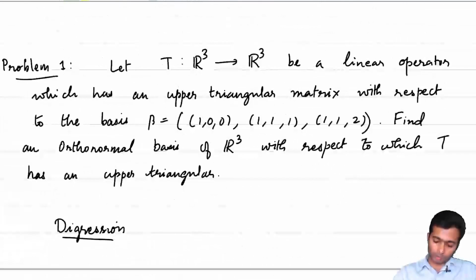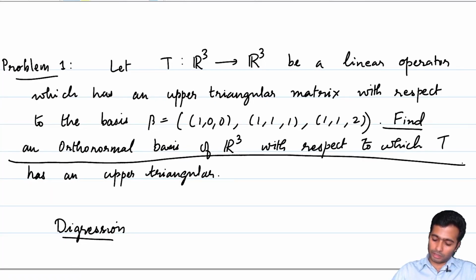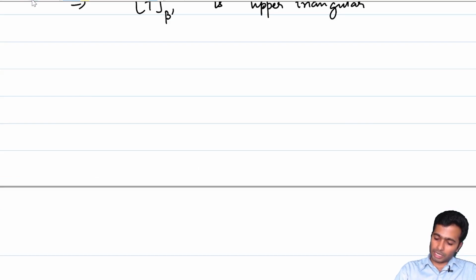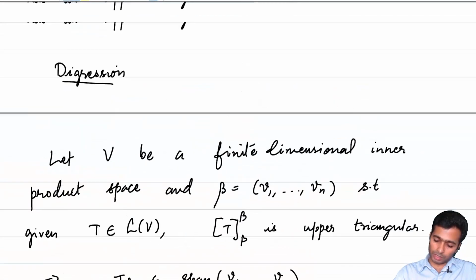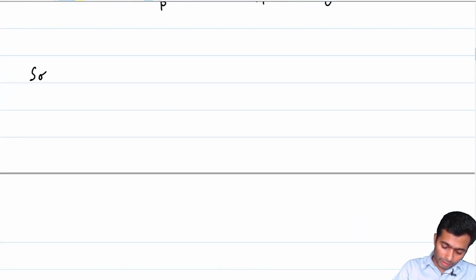Our problem was to find an orthonormal basis of R3 with respect to which T has an upper triangular matrix, given the condition that T is already upper triangular with respect to our basis (1, 0, 0), (1, 1, 1) and (1, 1, 2). So, okay, let's now solve for our given problem. Solution to problem 1. Getting back from the digression.